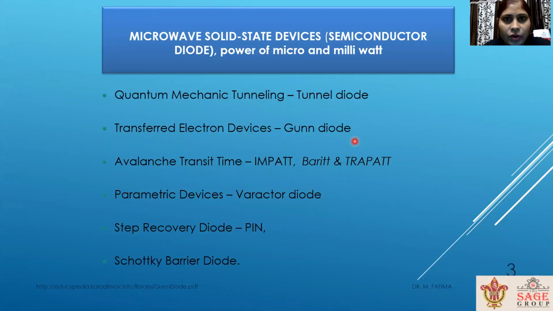These are the microwave solid state devices. The tunnel diode uses quantum mechanical tunneling. The Gunn diode is a transferred electron device. IMPATT, TRAPATT, and BARITT diodes use avalanche transit time. Parametric devices use the varactor diode. The step recovery diode uses the PIN diode and Schottky barrier diode. So these are the microwave solid state devices. Today I am taking the tunnel diode.